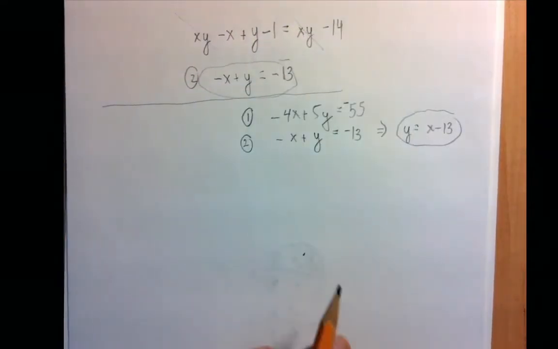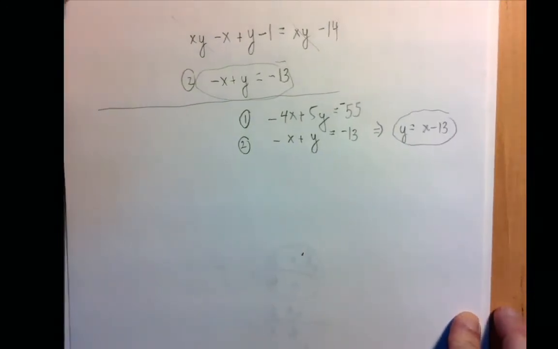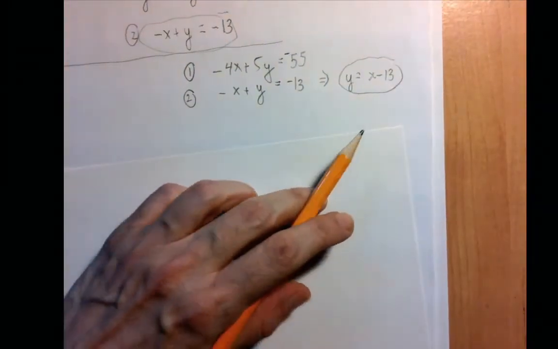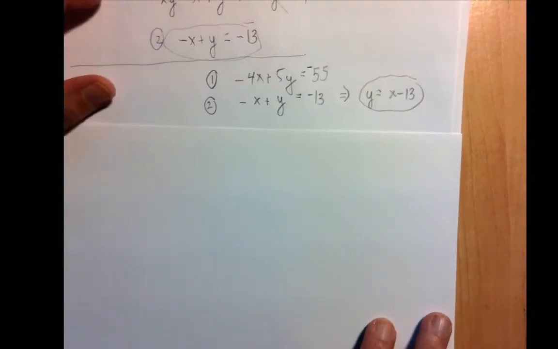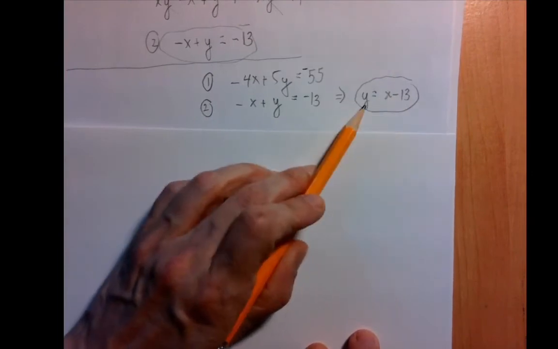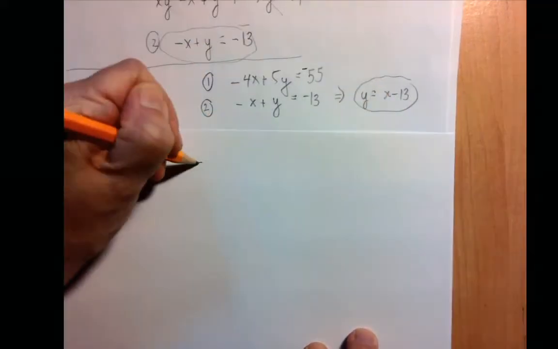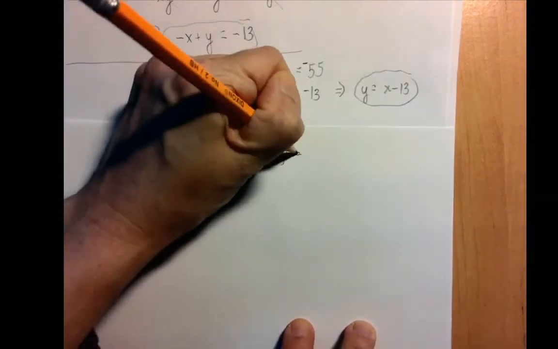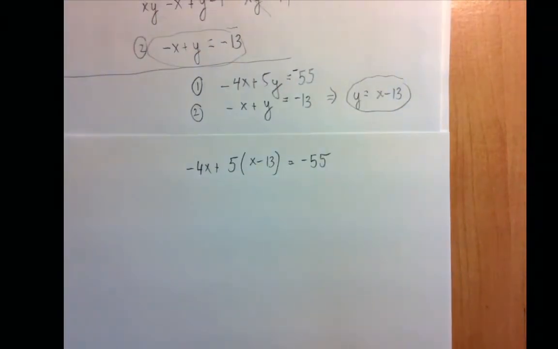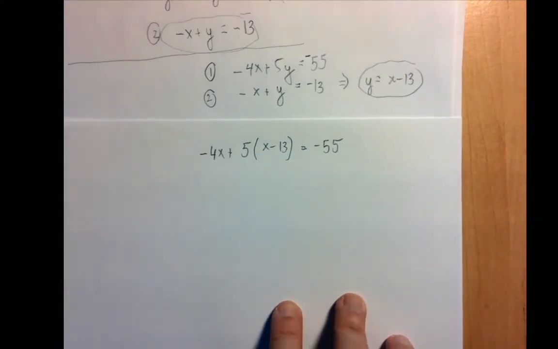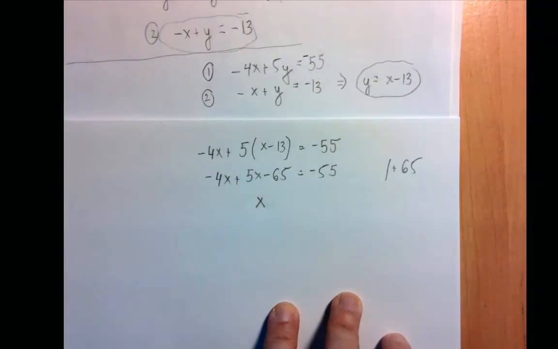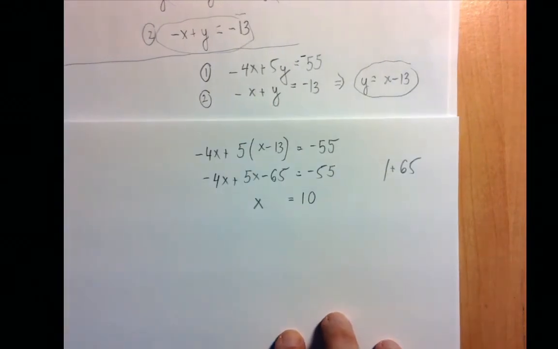Now, in the case of substitution, it's very important that we number the equations, because if the information comes out from the second equation, that information has to go into the other one. So now we're going to substitute this expression x minus 13 wherever we see y in the other equation, which is equation 1. So negative 4x plus 5y, but instead of y, we write x minus 13, and that's negative 55. Now we have a linear equation in just one unknown, so we're down to really safe ground. We distribute the 5. When we combine like terms, we get x. That's nice. And then when we add 65 to both sides, we get 10. So we got that x is 10.